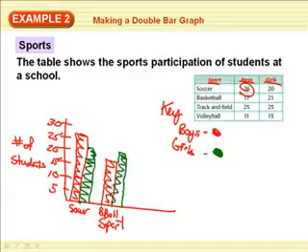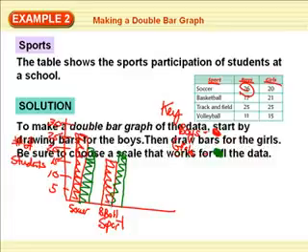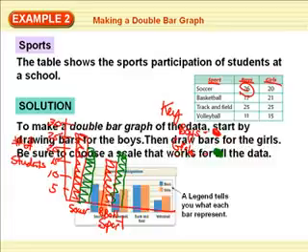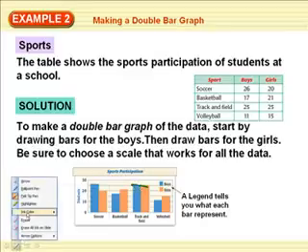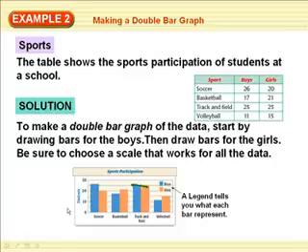Let's see what theirs looks like. Maybe theirs will be a little prettier than mine. Theirs is a lot better than mine. There's the boys and the girls. And it's really nice to compare, especially look at track and field on that. Let me get rid of what I did here. Look at track and field. It's very easy in a graph to say, hey, there's the same amount right there. It's exactly the same. So that's kind of neat as far as that goes.